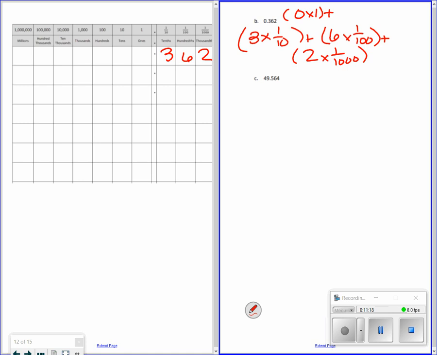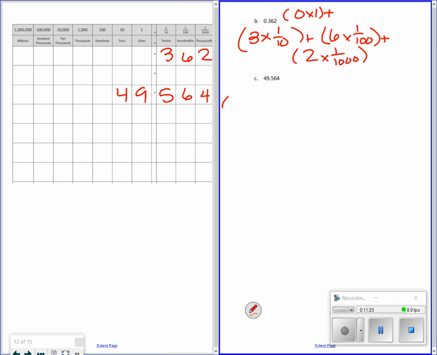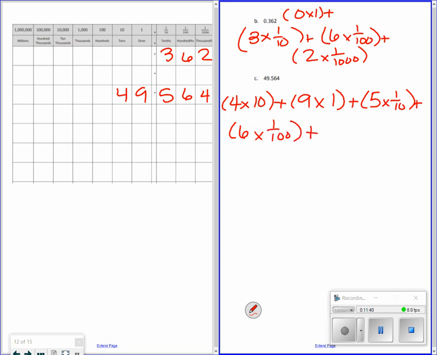So then 9,564: 4 times 10, 9 times 1, 5 times 1/10, 6 times 1/100, 4 times 1/1000. You should have that. Did anybody do the decimal form, or did you all do fraction?